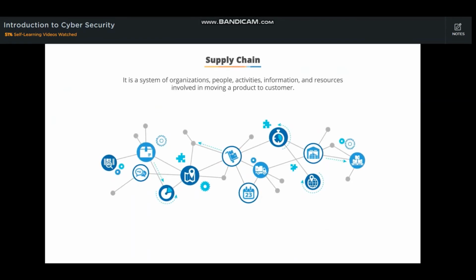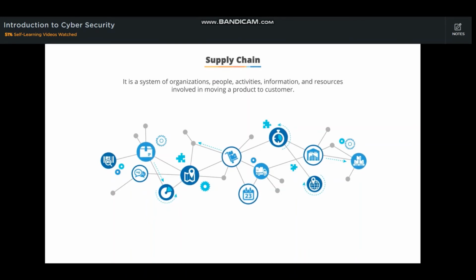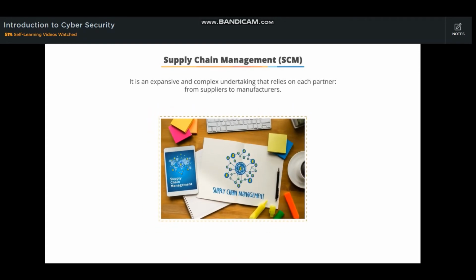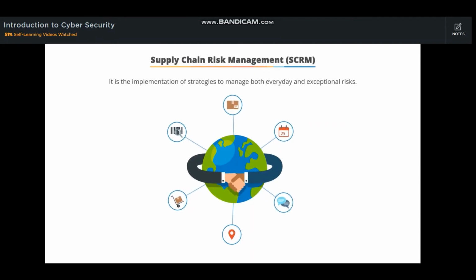A supply chain is a system of organizations, people, activities, information, and resources involved in moving a product or service from supplier to customer. Supply chain management is an expansive, complex undertaking that relies on each partner, from suppliers to manufacturers and beyond, to run well. Supply chain risk management is the implementation of strategies to manage both everyday and exceptional risks along the supply chain, based on continuous risk assessment, with the objective of reducing vulnerability and ensuring continuity.